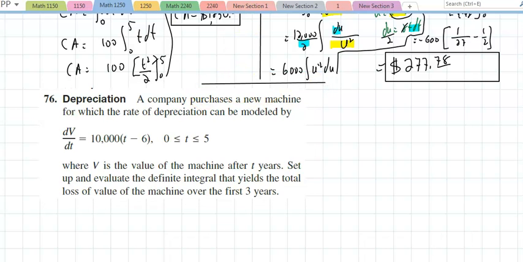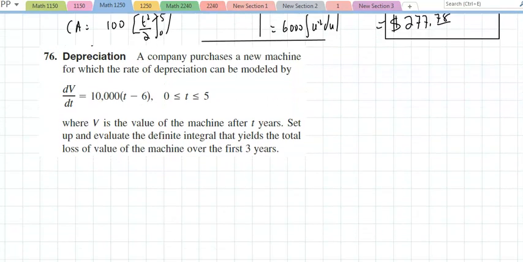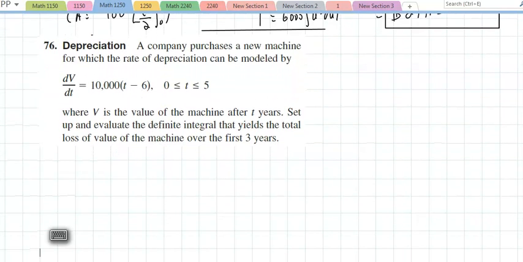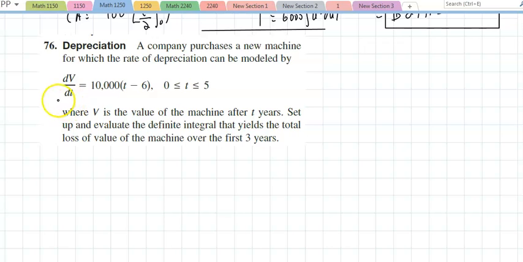Another problem I have is number 76. It says, a company purchases a new machine for which the rate of depreciation is modeled by this. This is the rate, and this is going to run for 5 years. Where V is the value of the machine after t years. T is in years, and V is the value.